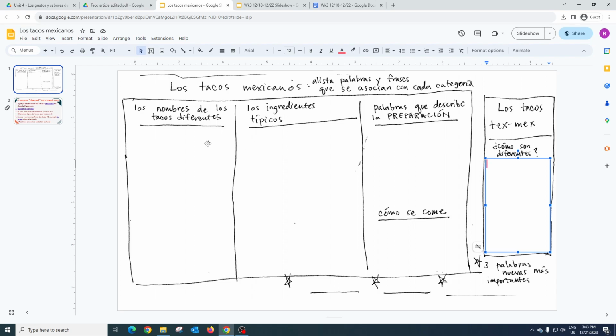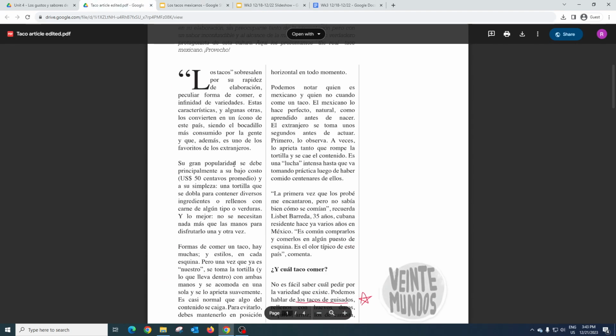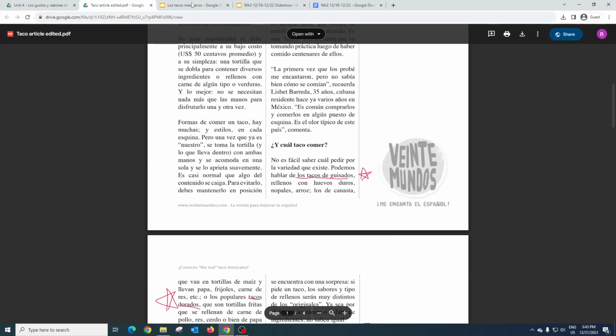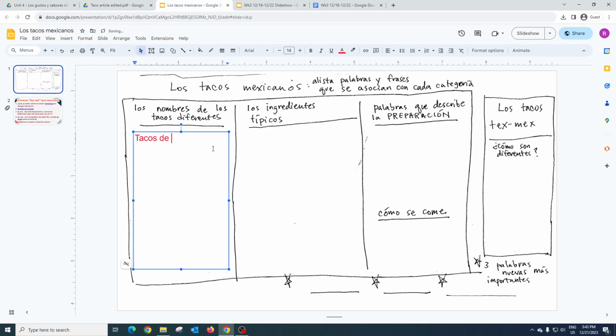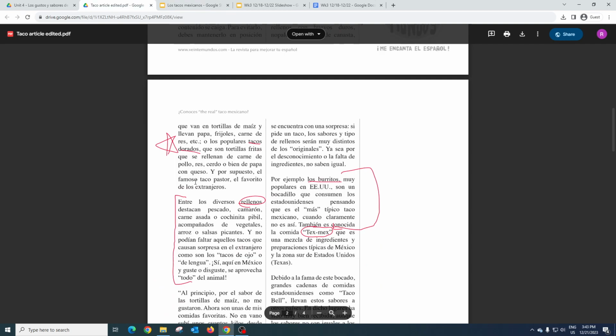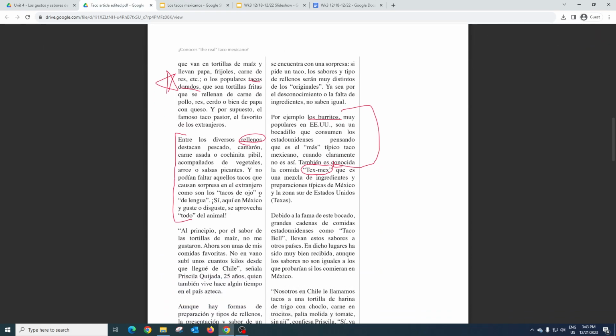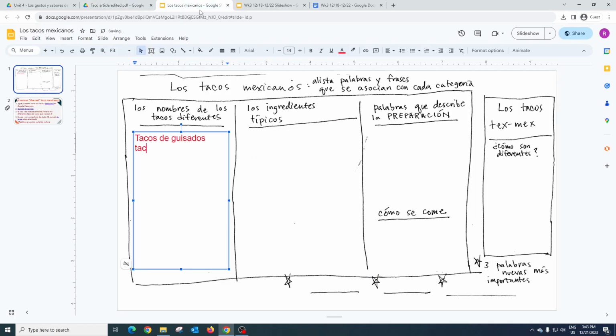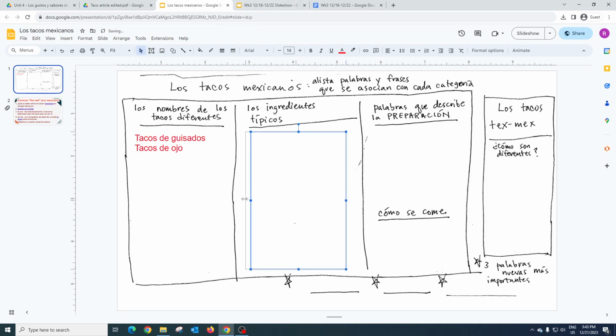So los nombres de los tacos diferentes, we kind of have them now. I'll just give you one example, right? I don't want to waste your time. But tacos de guisados, right? Tacos de guisados. Some other ones, mostly like these. I don't know if you guys noticed the tacos de ojo, like we talked about in class. Tacos de ojo. So it doesn't have to just be ones that give you the ingredients on the inside. It can also be ones that they just mention, right?